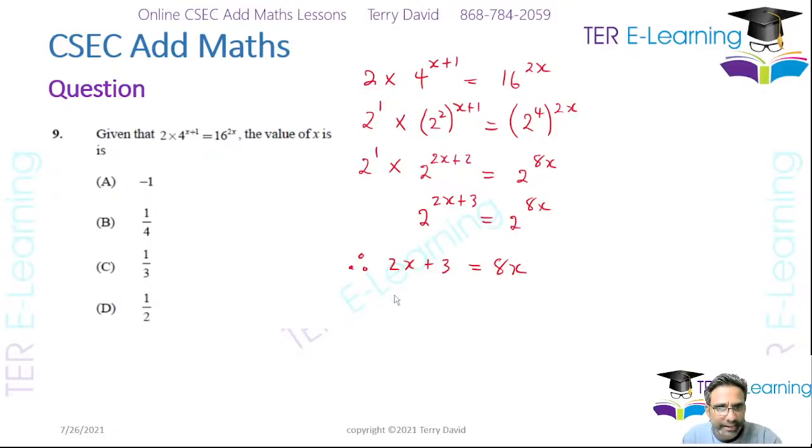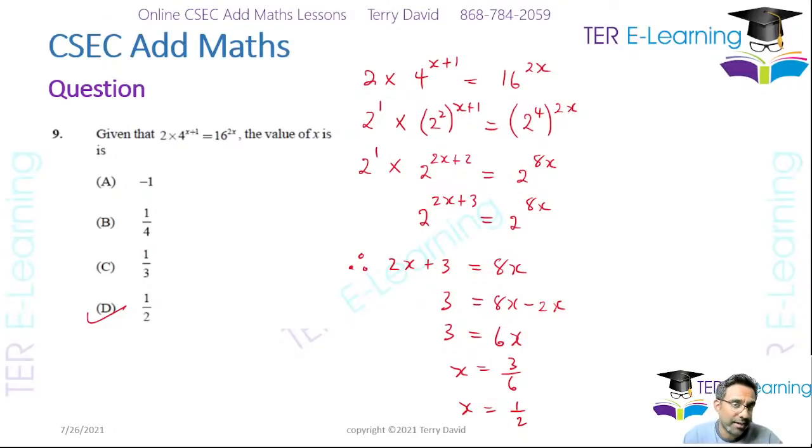Now I could rearrange this here, and then I'll end up with 3 is equal to 8x minus 2x, right? So this here is going to be 3 is equal to 8 minus 2 is going to give me 6x. So therefore x is going to be 3 divided by 6, and therefore x is equal to a half, right? So that's question 9. Yep, so the answer is a half, right? So you take your time, right? And you work out the indices and you should be okay.